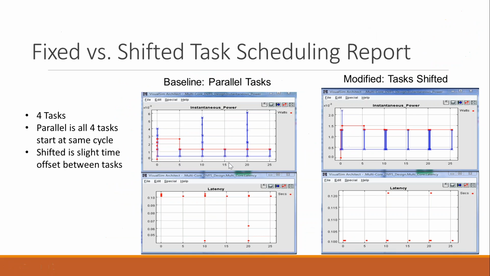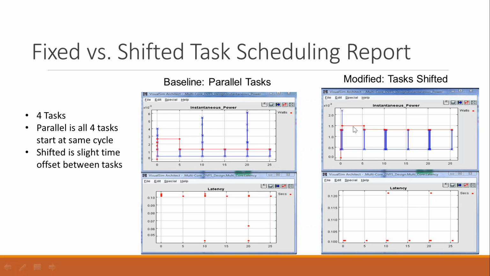So here, for example, we're looking at the 4 tasks, and this was the instantaneous power, where they're all running at the exact same time. And this is when we have it all shifted. So you can see what the difference is, and you can see what the difference in the latency is as well.